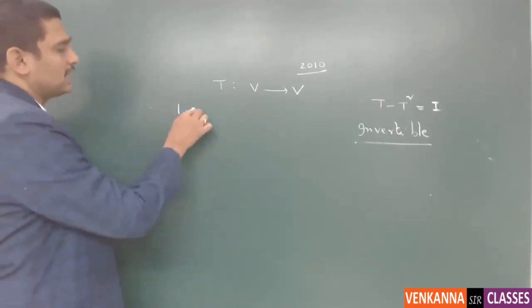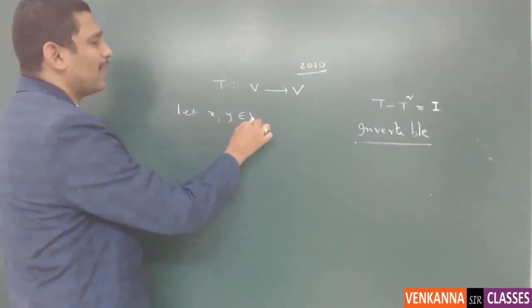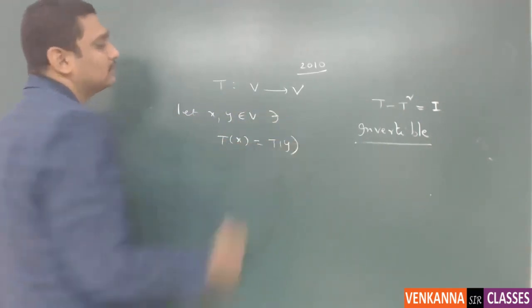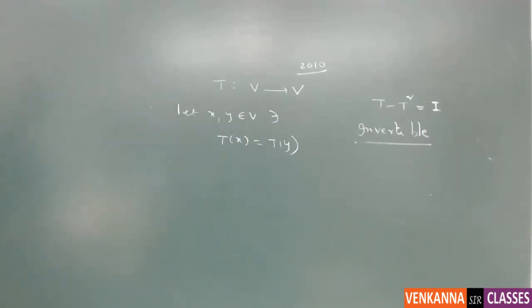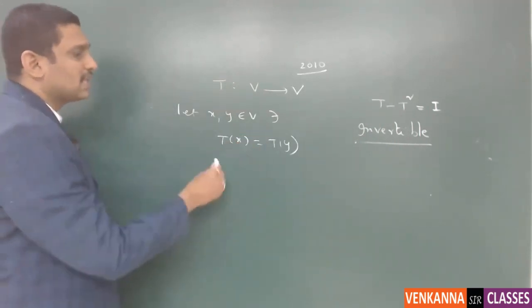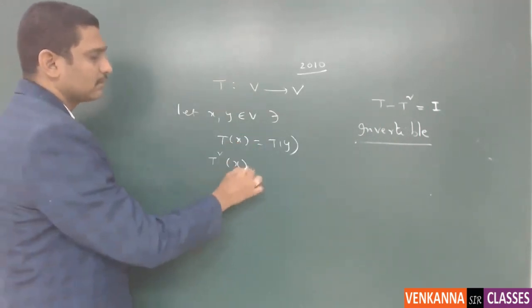So let us take that there are two values in the domain such that T of x is equal to T of y. So if I prove that x is equal to y, then the 1-1 part is complete. Do you agree with me? Now we use this condition. So both sides apply T.